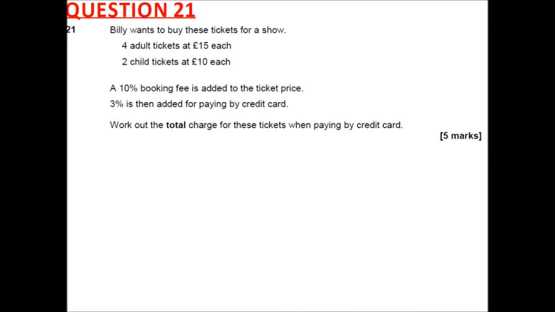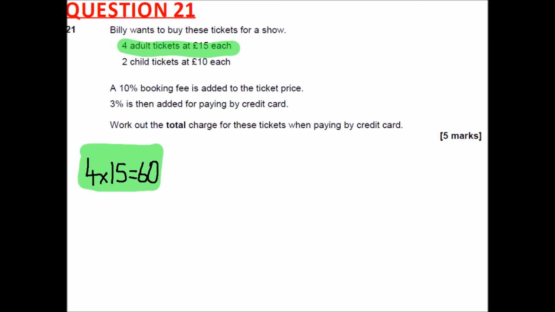Moving on to question 21. This is a bloke buying tickets for a show. So he's buying 4 adult tickets at £15 each. And so over here we can work out the price of those. 4 adult tickets, £15 each, would be 4 times 15, which will be £60.